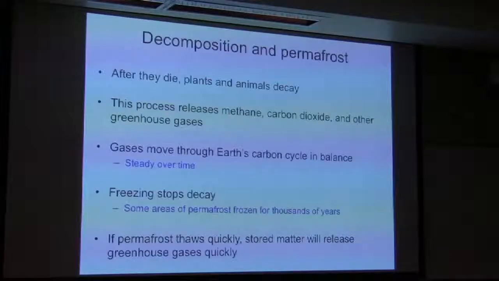So this slide indicates the importance of decomposition, how it works. After an organism dies, the plant and animal will decay. That process releases methane, carbon dioxide, or other greenhouse gases. And the gases move through Earth's carbon cycle in a balance. So it's very steady over time, which we've seen for a long time now. The freezing will stop that decay. Some areas of permafrost are frozen for thousands of years. But what's happening now is if this permafrost thaws quickly, stored matter will release greenhouse gases quickly.